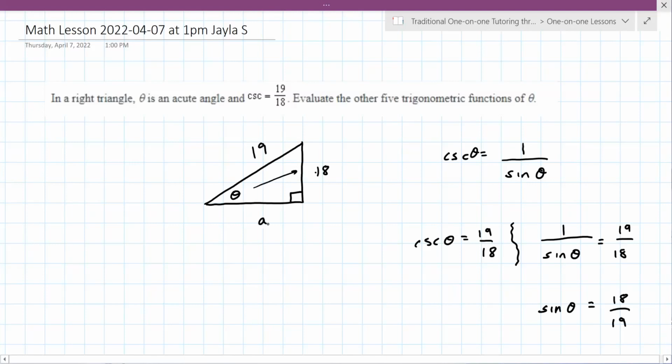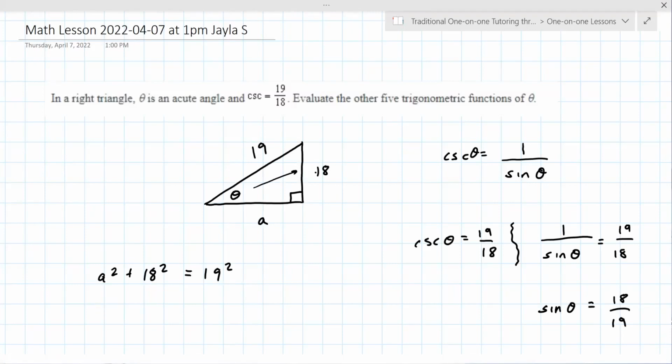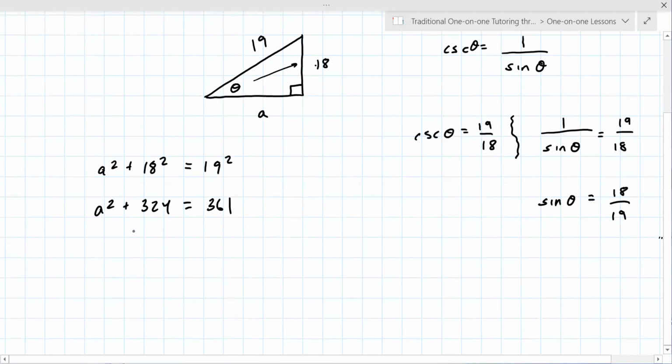Okay, and then to find the missing side, you have to use the Pythagorean theorem. A squared plus 18 squared equals 19 squared. Right. So if you've got a calculator, I'm gonna have to grab one here for the 18 squareds. So it's a squared plus 324. 19 squared is 361. So when you subtract 324 from both sides, a squared equals 37. So a equals the square root of 37. Okay, so that's this side.